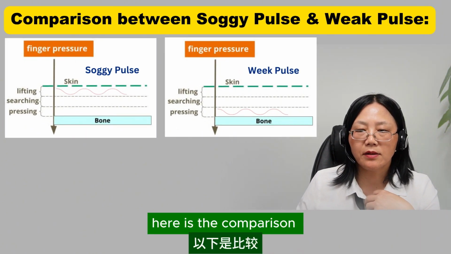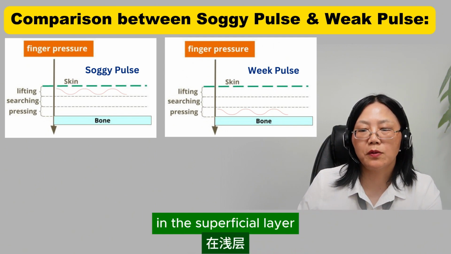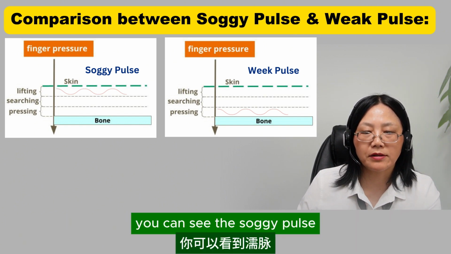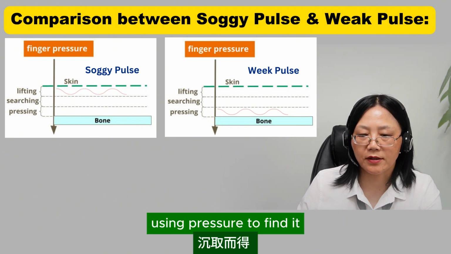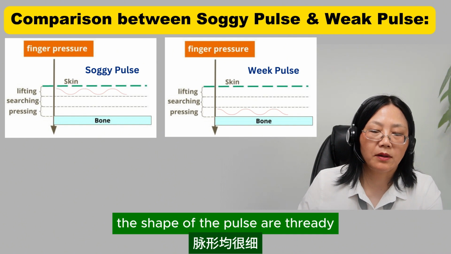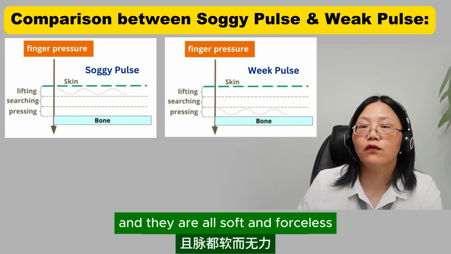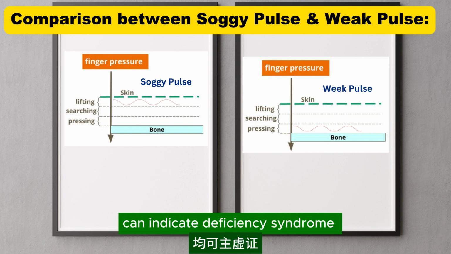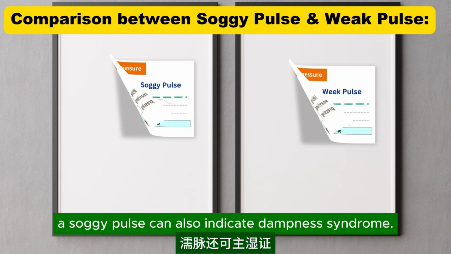Here is the comparison between the soggy pulse and the weak pulse. Soggy pulse is superficial. In the superficial layer, with light pressure, by lifting, you can find the soggy pulse, but the weak pulse has to go deep, using pressure to find it. But both pulses are thready in shape, and they are both soft and forceless. Both soggy and weak pulses can indicate deficiency syndrome, and a soggy pulse can also indicate dampness syndrome.